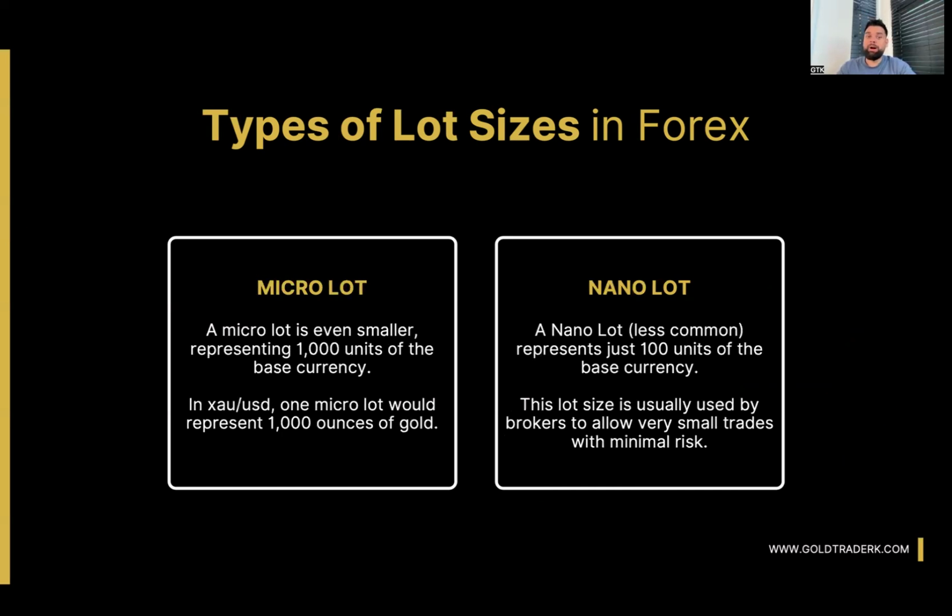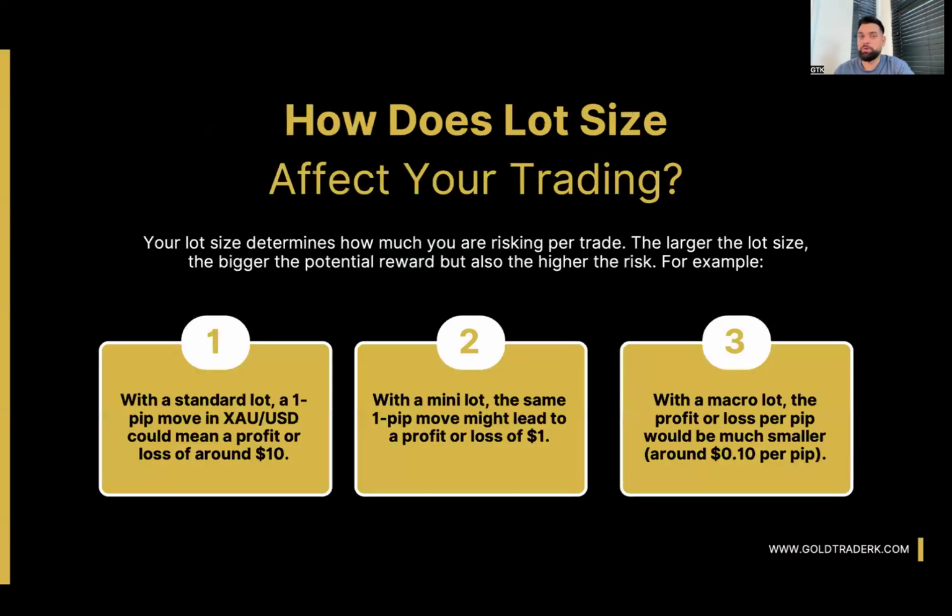The third one, micro lot. A micro lot is even smaller, representing 1,000 units of the base currency. In XAUUSD, one micro lot would represent 1,000 ounces of gold, also known as 0.01 on your screens. The fourth one is the nano lot. A nano lot represents 100 units of the base currency. This lot size is usually used by brokers to allow very small traders to trade with minimal risk.